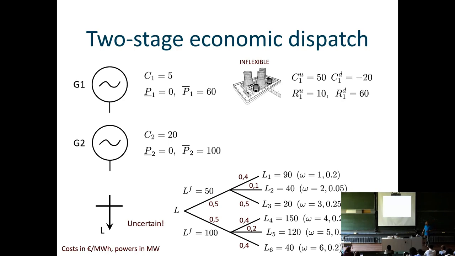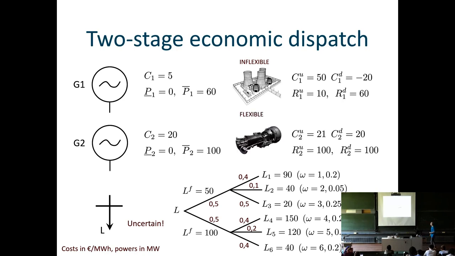Okay? On the other hand, we have the flexible unit, which has an upward regulation cost equal to 21. This is, for example, a small gas turbine, which are very quick. They react very quickly, or a hydropower turbine. Okay, so 21. See the difference. Now, 20 the marginal production cost, 21 the upward regulation cost.